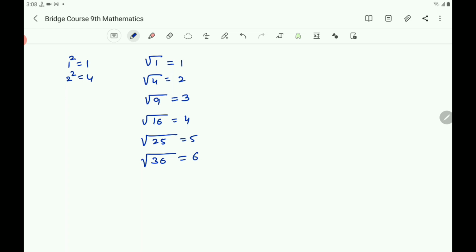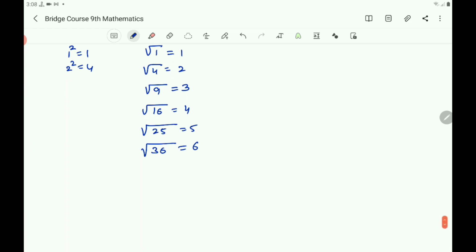Here, consider a square whose area is 100 cm square. What could be the side of the square? To get the side of the square, you must find the square root of 100. You know that area of a square equals side square. If A is the side, then area of the square is A square. Then A equals the square root of the area. So it becomes square root of 100.